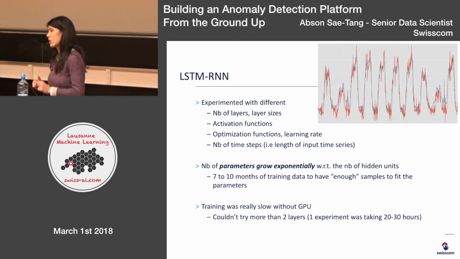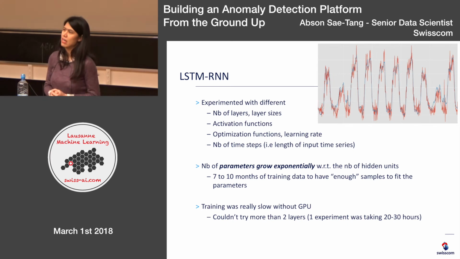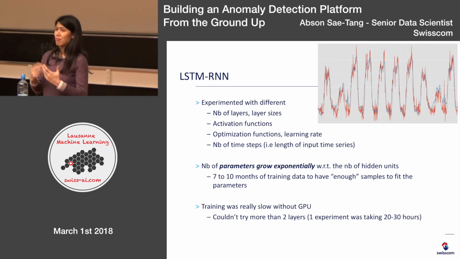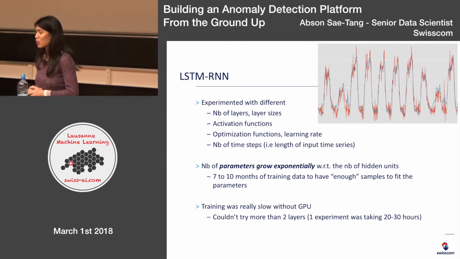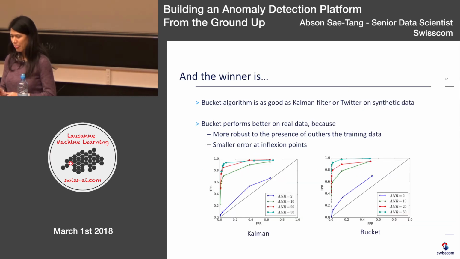And this wasn't a realistic setting for us. It's way too much data. And also, back then, we didn't have access to GPU. So the training was extremely slow. Just to try out one experiment, it took us between 20 to 30 hours. Our compute node wasn't that powerful, but still, it really limits what you can do.